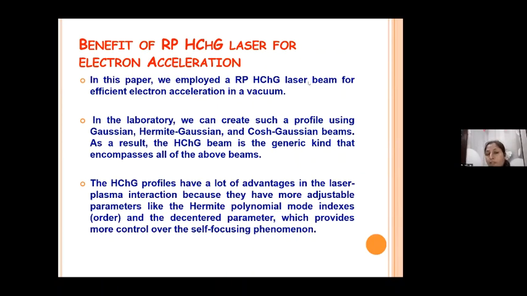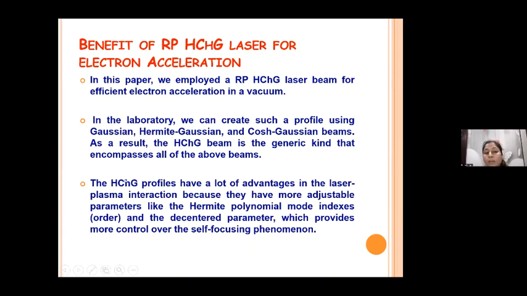So what is the benefit of this laser profile which I have taken, that is, the radially polarized Hermite cosh Gaussian laser beam for electron acceleration? Why have we used this profile? We can understand that in the laboratory, we can create this profile using the Gaussian laser, Hermite Gaussian laser, or cosh Gaussian laser beams. As a result, we can say that the Hermite cosh Gaussian beam is a generic kind of beam which encompasses all the above beams. It has some properties of all the other beams also.